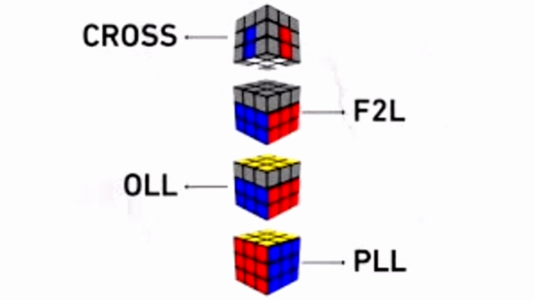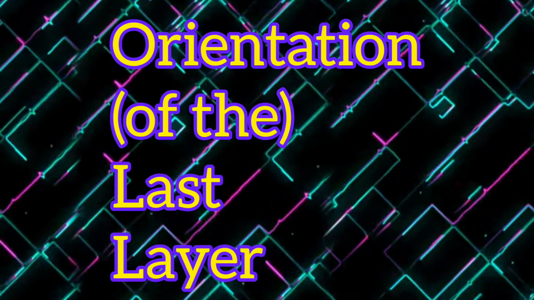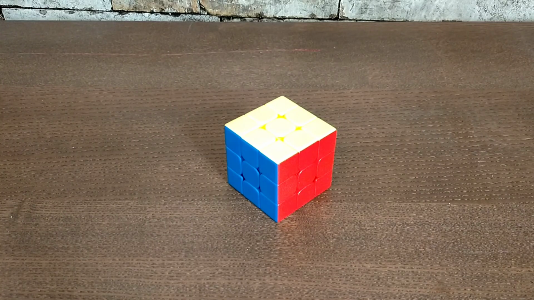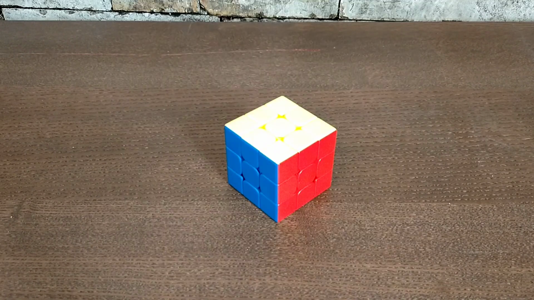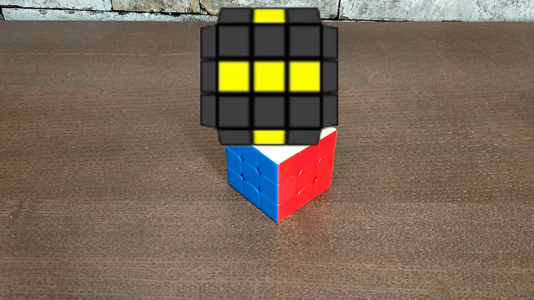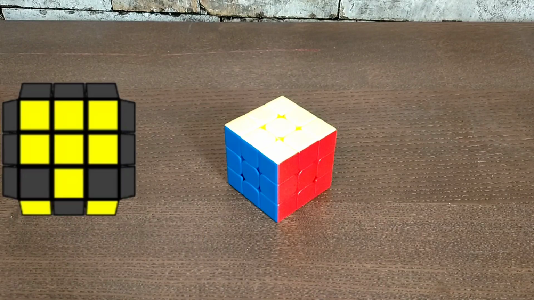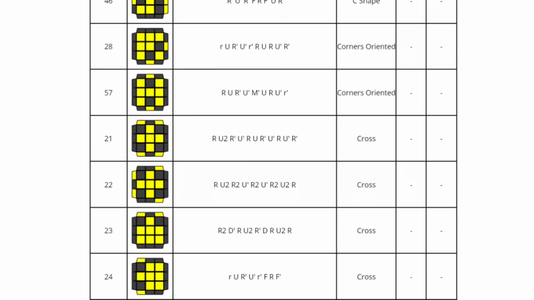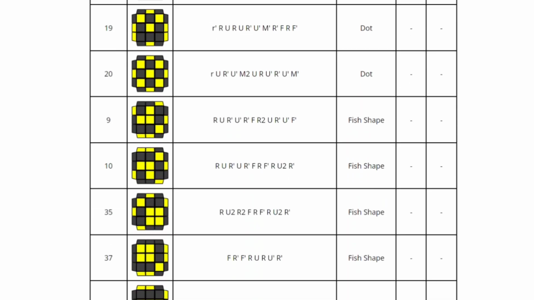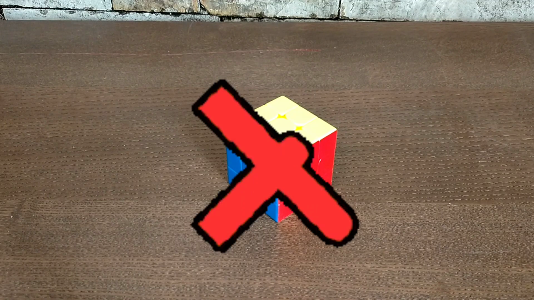OLL is the third step of the CFOP method and stands for orientation of the last layer. The goal of OLL is to create a yellow face after finishing F2L. To do this, you look at the pattern of the yellow last layer pieces and perform an algorithm that solves the case. The problem is that there are 57 cases in total, and while you could learn an algorithm for each case, if you're starting out, you don't want to do this.